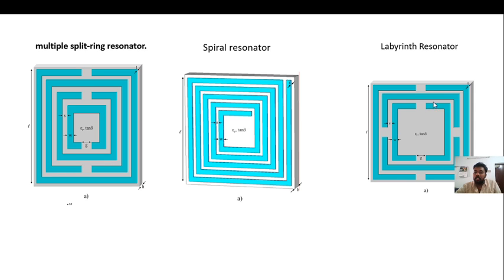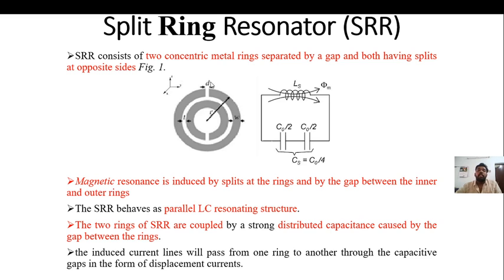And this is the labyrinth resonator. Here it is similar to the multiple split ring resonator, but the only thing is it has two splits exactly opposite in the same ring, and in the next ring the splits are rotated by 45 degrees. Right, the split ring resonator: two concentric rings separated by a gap, and both have splits on opposite sides. Because of this, the magnetic resonance is induced by the splits in the rings and the gap between the two rings.